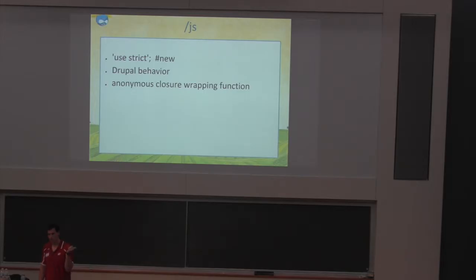Just there's Drupal behaviors, which I'm not sure if anybody uses these, but they're very powerful and confusing when you first start out using them. But using Drupal behaviors, you can tap into leveraging Drupal to do custom work for your site. The anonymous closure wrapping function is just the jQuery wrapper, so that way if you want to use a different library, you don't have to use jQuery for the dollar symbol.